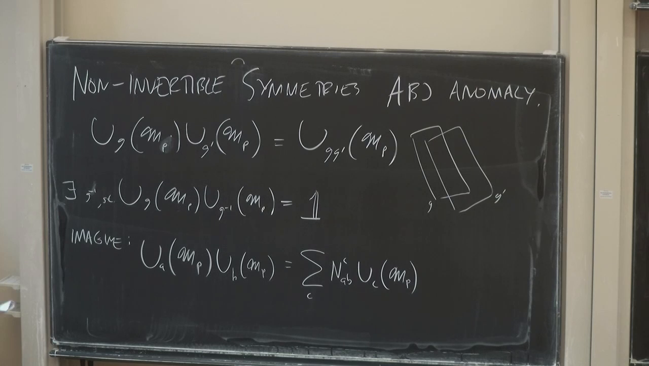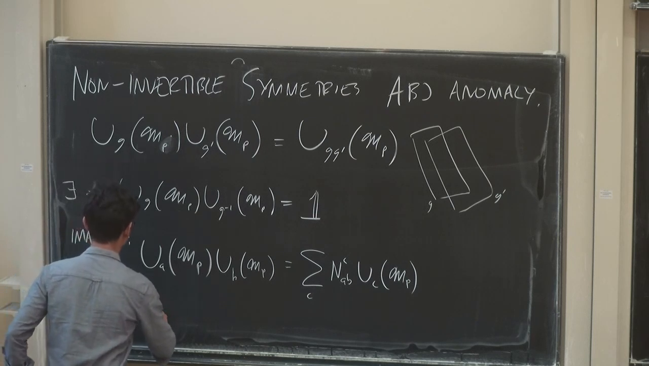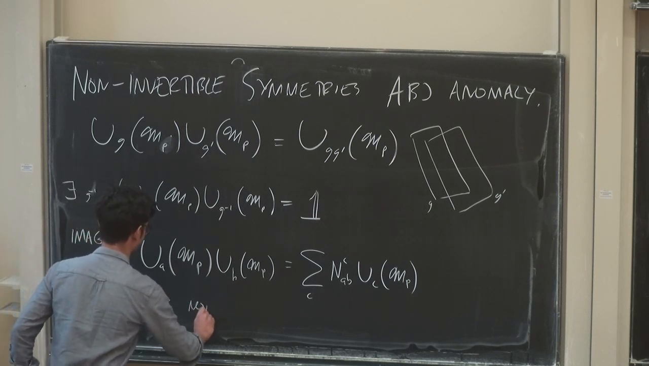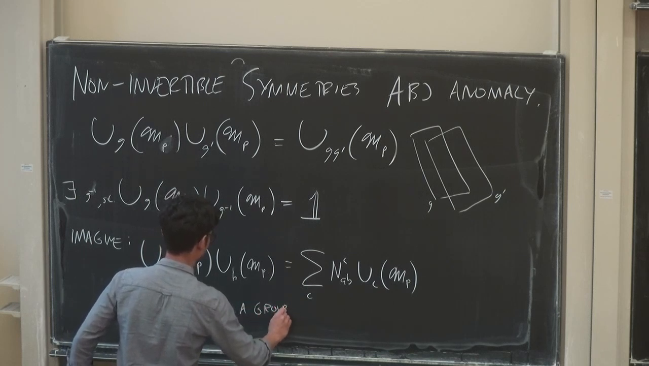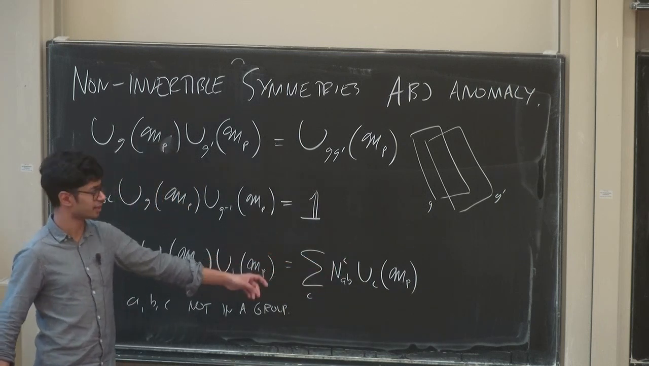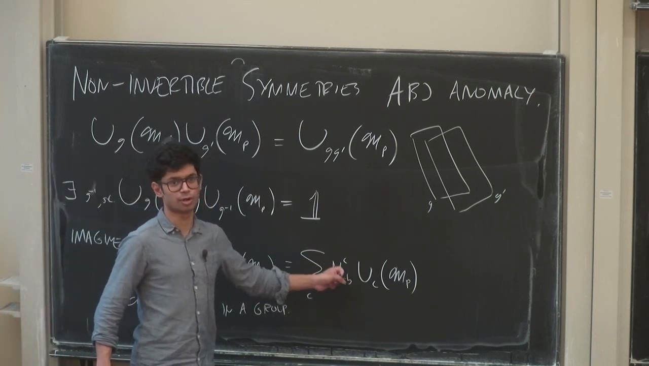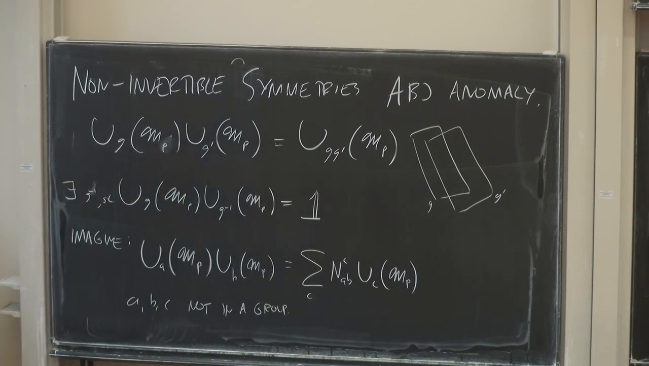Okay? Where N_ABC is some set of numbers that's determined by your theory in some sense. This is a generalization of that because A, B, and C are not in a group necessarily. Clearly, you can choose N_ABC so that a group is a special case. If these are all mostly 0 or 1, then that will happen. But you could have it so it's not in a group in this manner.